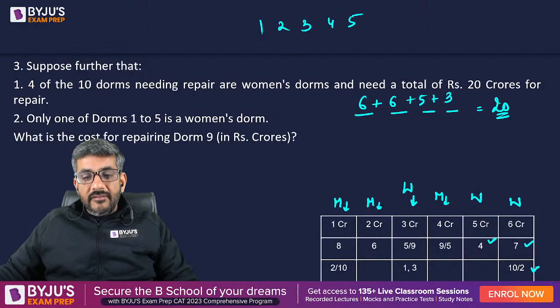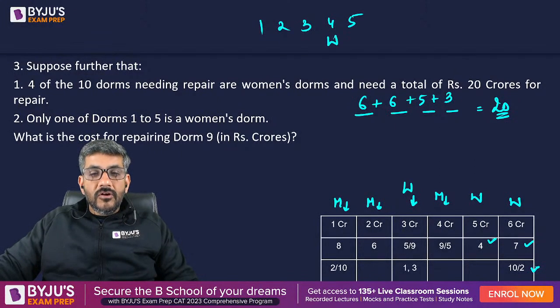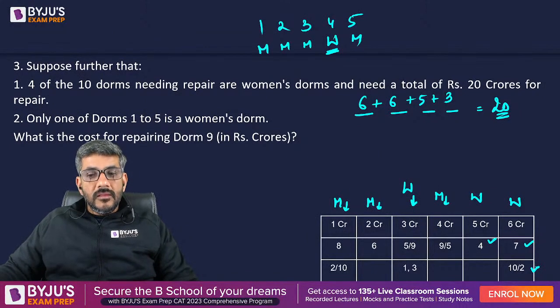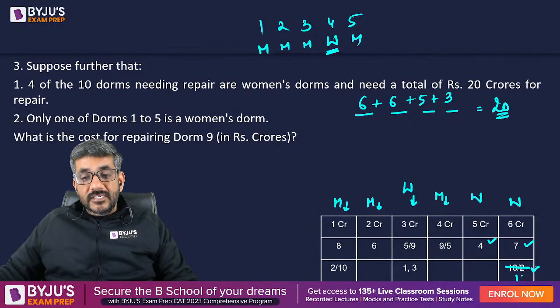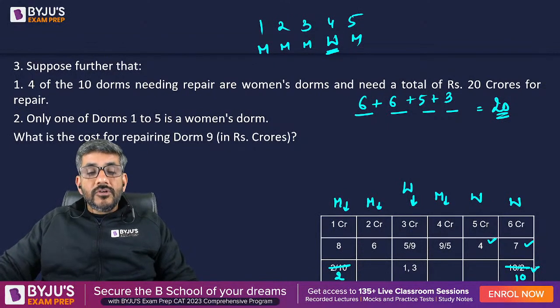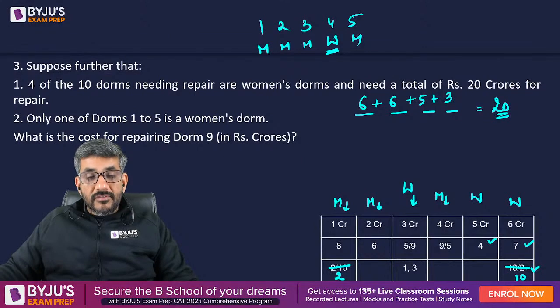Now 4 is already a women DOM. Out of 1 to 5, I see 4 is definitely a women DOM. So that means 1, 2, 3, 5, they must be men's DOM. How is that possible? That means you can't write 2 here. Otherwise, 2 will also become a women's DOM. You have to write 10 here. That means you have to write 2 here. 1 also has to be a men's DOM. So this is not a women's DOM.